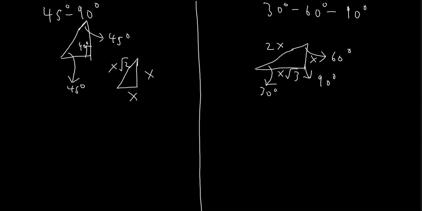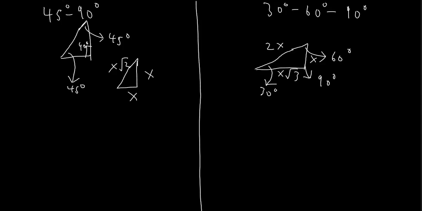So 30-60-90 triangles, their lengths are hard to identify, but the shortest side will always be x, and then the second shortest will be x times the square root of 3, and then the hypotenuse, remember, if you can just identify the hypotenuse and the shortest side, your life would be easier. And then the hypotenuse will just be 2 times x.